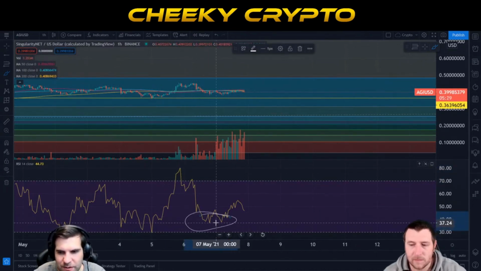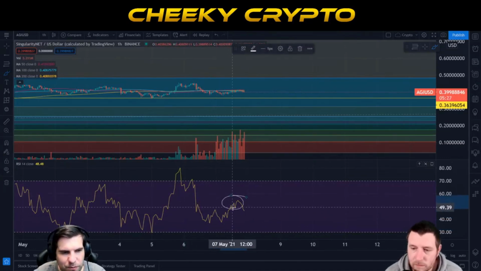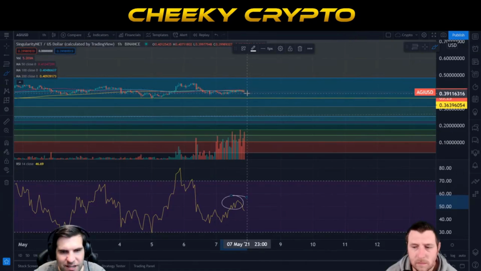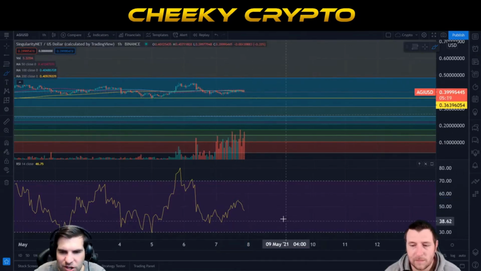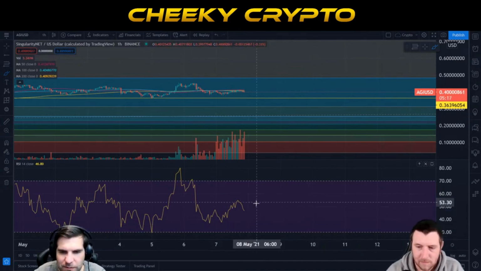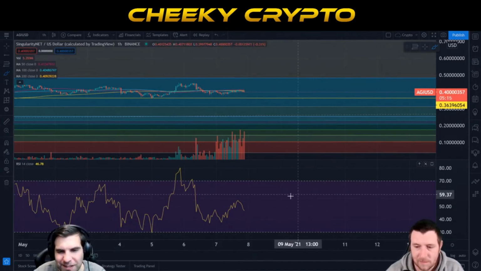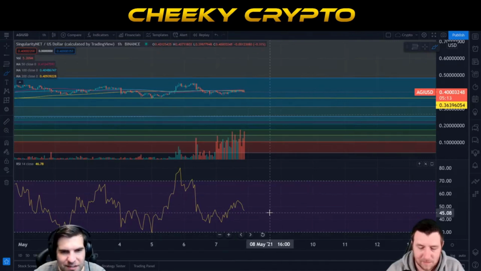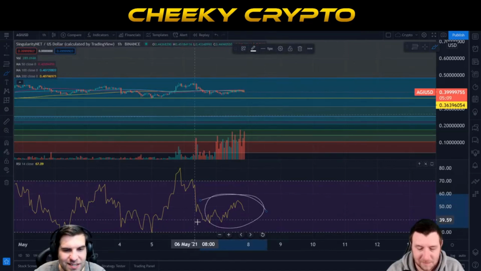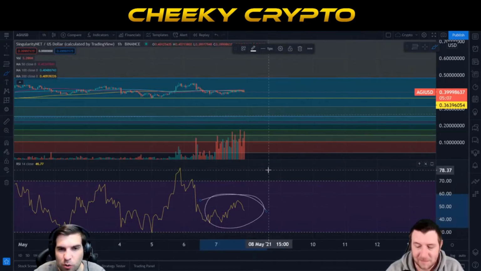We pulled this thing down towards 37 before having a bit of a run again, finding the resistance at the 50 moving average, the 100 and the 200 moving averages. They're all together there. So we topped out here on this chart just above 50 at 54. So we actually pulled this back down to 46. So again, in consensus with the daily and the 4-hourly chart, the relative strength index is pretty much in a very good spot on all three of them.